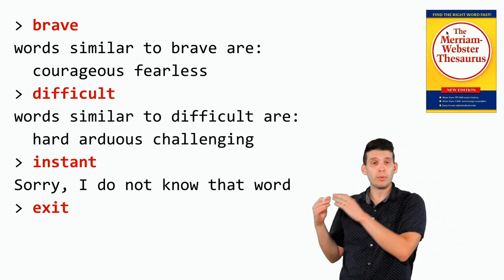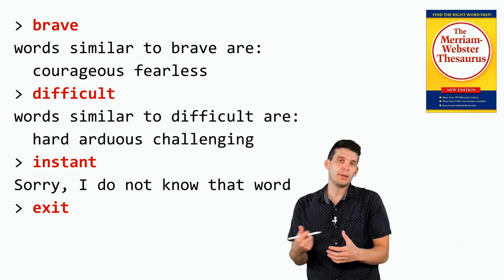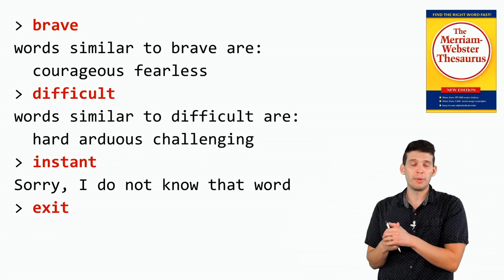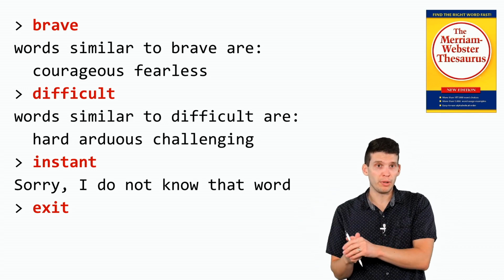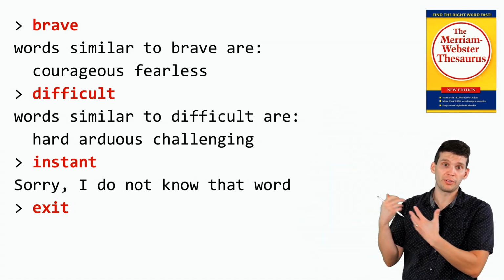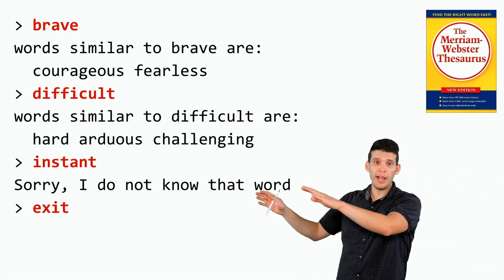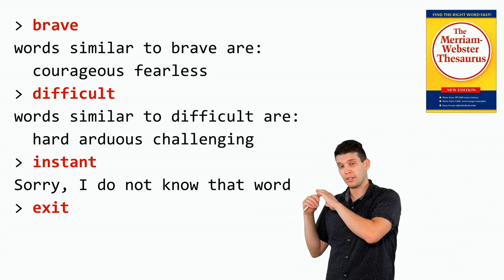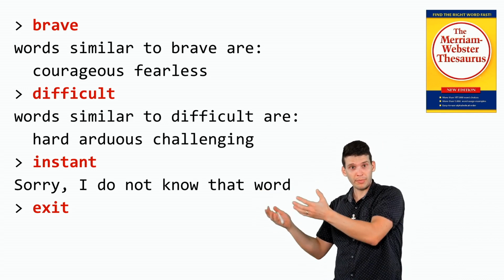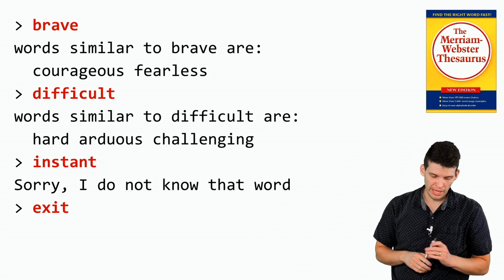So the code should be able to load in a file with this kind of format. And when the program runs, it should have this kind of command line interface where you can type in words, and if you type in a word, it should tell you what words are similar to that word. If you ask about a word that the thesaurus does not know any similar words for, you can just say, sorry, I do not know that word.